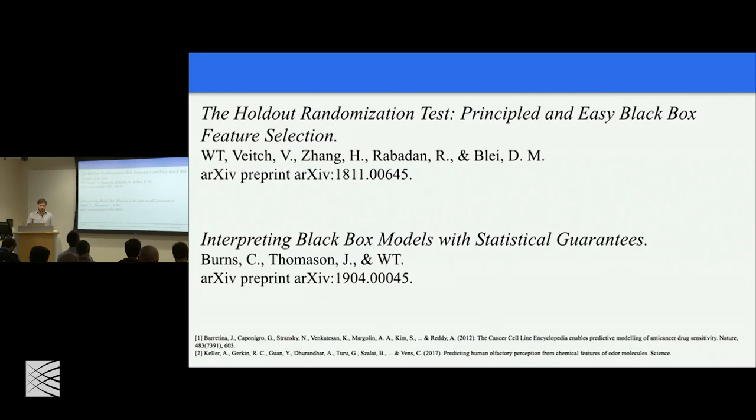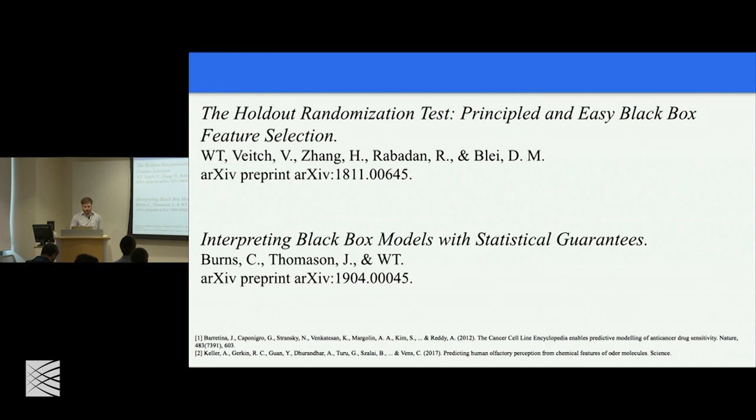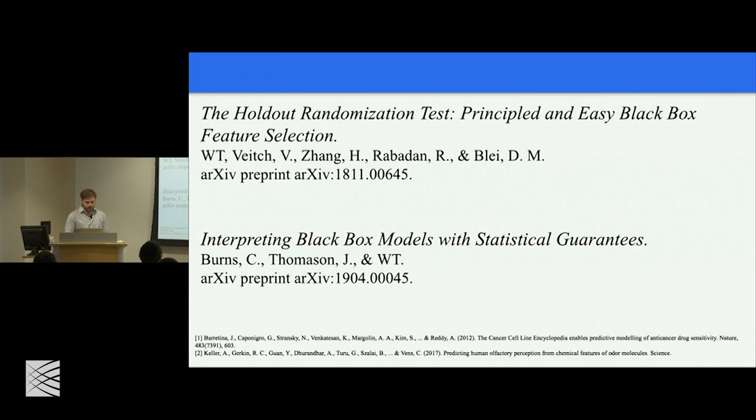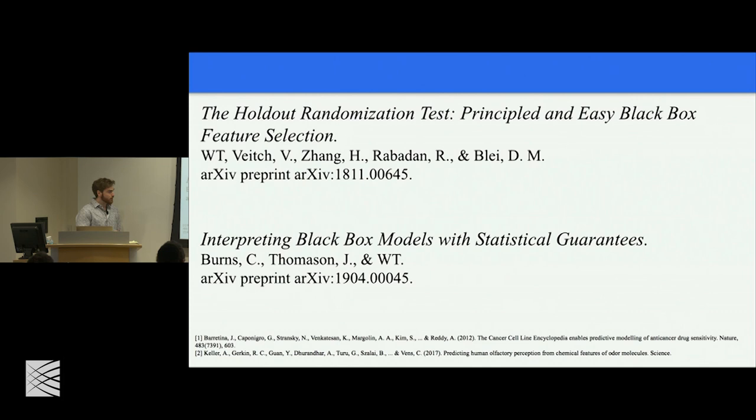One is on this thing called the holdout randomization test, which is with some collaborators at the Data Science Institute, Victor Veitch, who's a postdoc with Dave Blei, and Haoran Zhang, who's an undergrad that I'm mentoring. And then also this other paper that we have on arXiv recently, interpreting black box models with statistical guarantees, with a very talented undergrad of mine, Colin Burns, and then a friend of mine, Jesse Thomason.